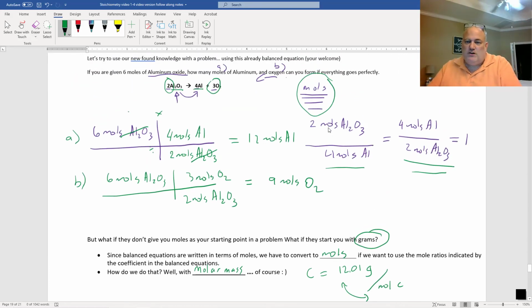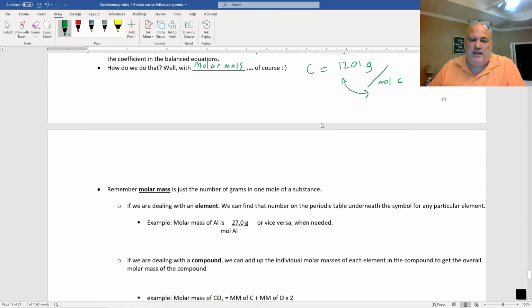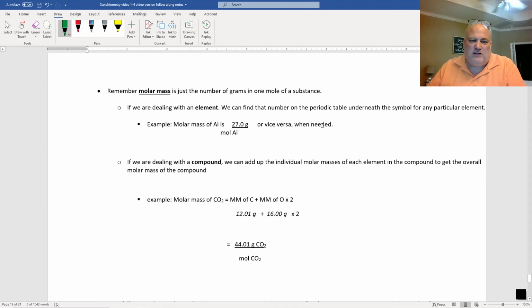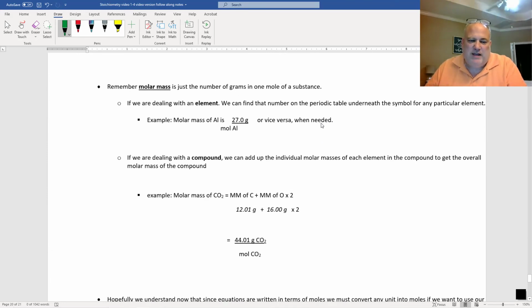Now, no video would be complete if we didn't try and do a problem, but if you take a look at the next page here, this is kind of reminding us just of some of the basic stuff. The molar mass, if you take a look at aluminum, you can look at it on the periodic table and it would be 27 grams per mole.